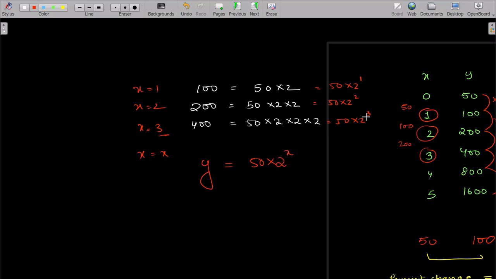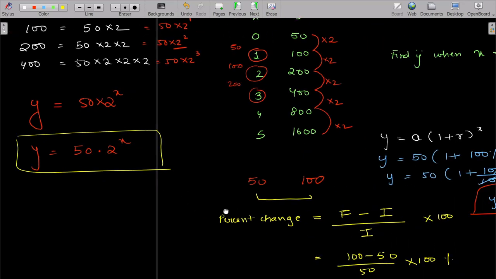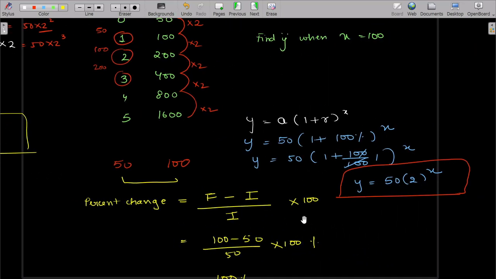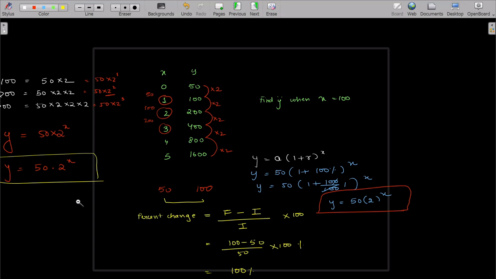When x is 3, then it's 2 raised to 3. When x is 2, it is 2 raised to 2. So when x is just x, it is going to be y is equal to 50 times 2 raised to x. And that is exactly what we got by doing the percentage change, 50 times 2 raised to x. You can compare the two answers. So these are the two ways that you can find out the equation.